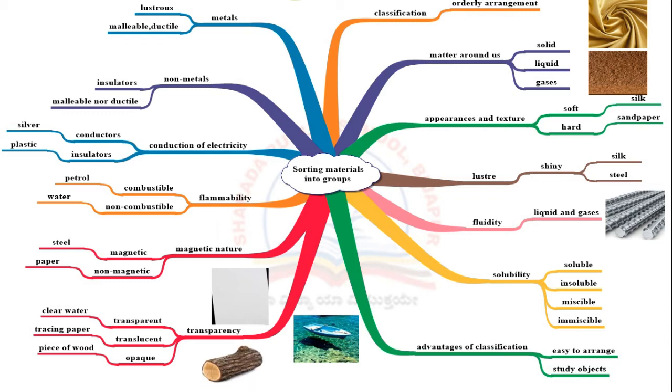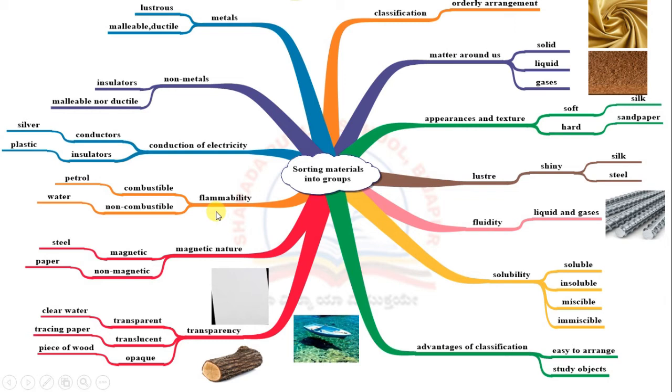You cannot see the source of light when you have the book in front of you because it does not allow any light that falls on it to pass through. Those objects are known as opaque objects. Let us learn about magnetic nature. Magnetic materials. Materials that are attracted to magnets are known as magnetic materials. Example, steel. Non-magnetic materials. Materials that are not attracted to magnets are known as non-magnetic materials. Example, paper.